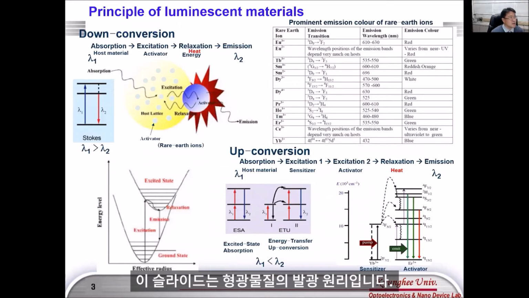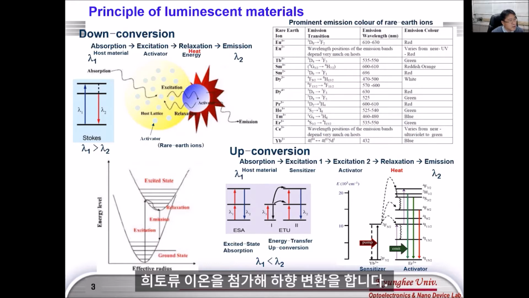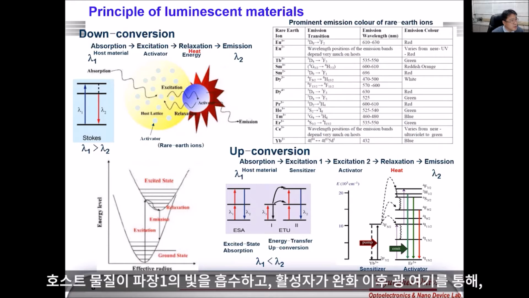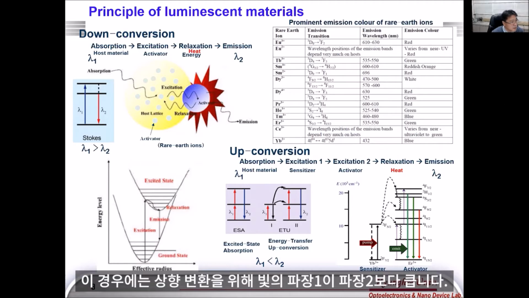This slide shows the principle of luminescent material. Phosphor is composed of host lattice and activators using rare earth ions. For down conversion, host material absorbs lambda-1, the activator provides the excitation. After relaxation, it emits lambda-2. In this case, lambda-1 is smaller than lambda-2.